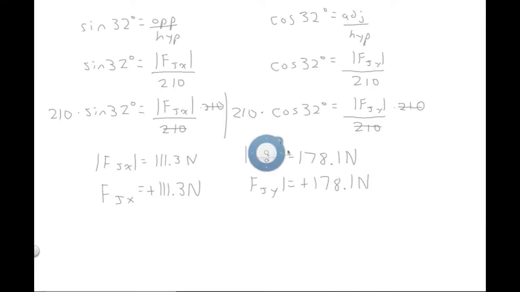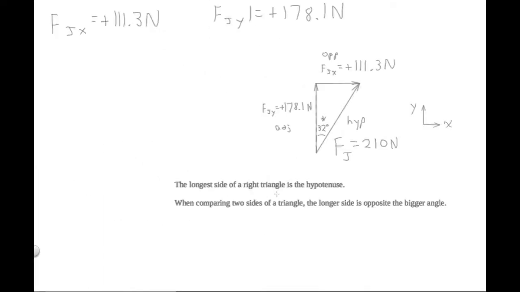Now we should build these numbers back into our sketch so we can check if they make sense. So I've taken these numbers and built them back into the triangle, and now let's use these principles to check if our results make sense. Is the longest side the hypotenuse? Yes, 210 is longer than these other two sides.